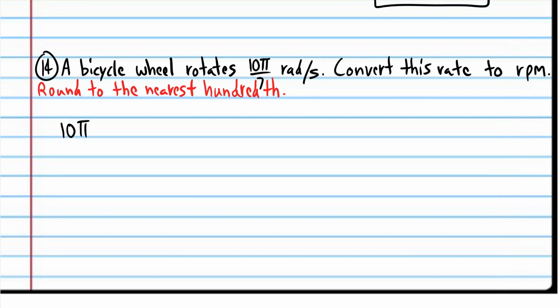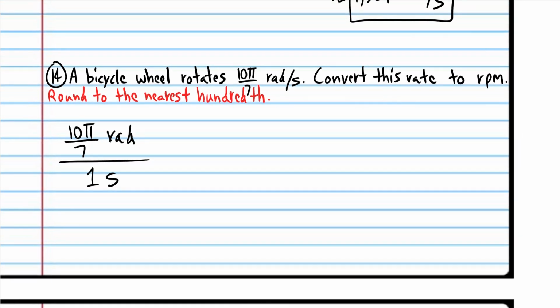So we're going to start with our number 10 pi over 7 radians, and you could write a slash with a second, but just to make it easier for us to see, let's write 1 second in the denominator. So now we're going to convert everything separately. I'll start by converting the radians to revolutions. There's 2 pi radians in 1 revolution. Now, why did I write the radians in the denominator? Because the radians have to cancel out. The only way they can cancel is if you have radians in the numerator and the denominator. So those cancel out.